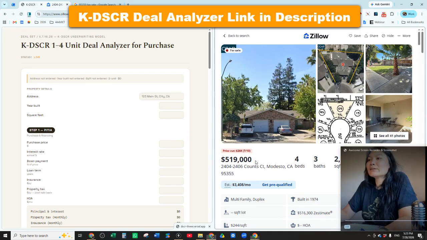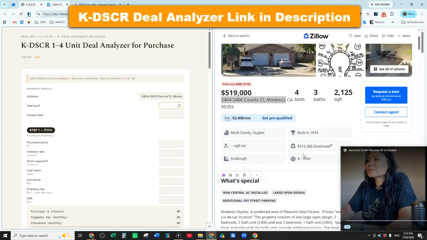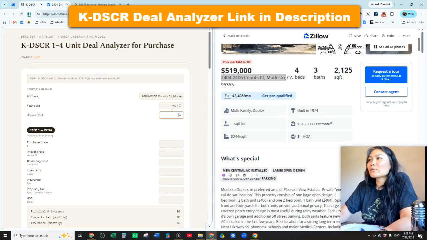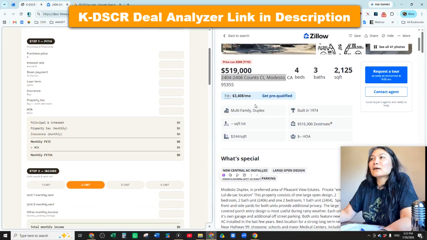So for this deal in Modesto, you copy the address here. The year built is 1974, just to get an idea of your deal. The square feet is 2,125, right here. That's showing on Zillow. This duplex is asking for 519.